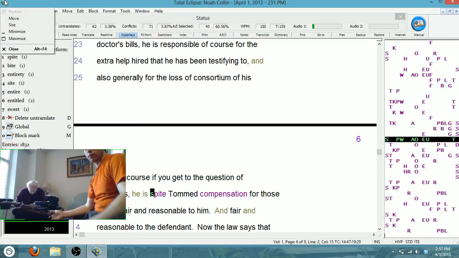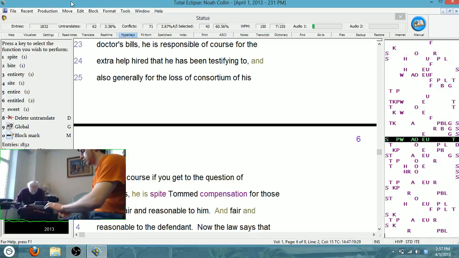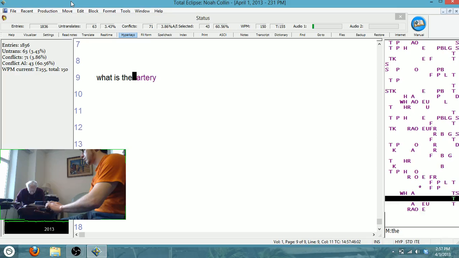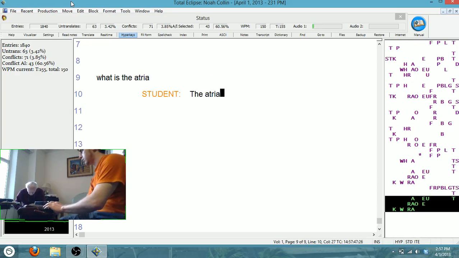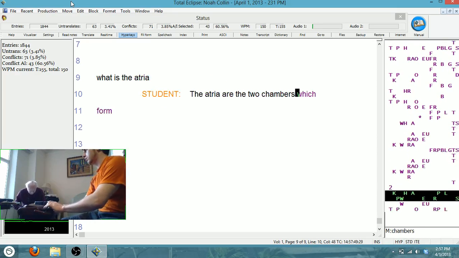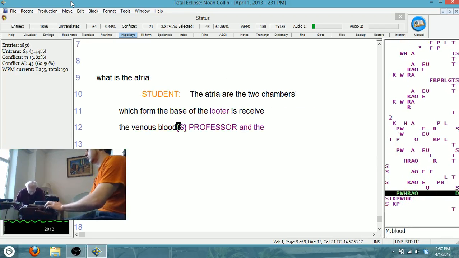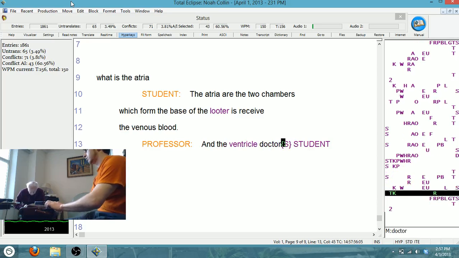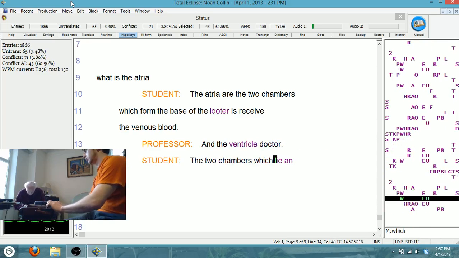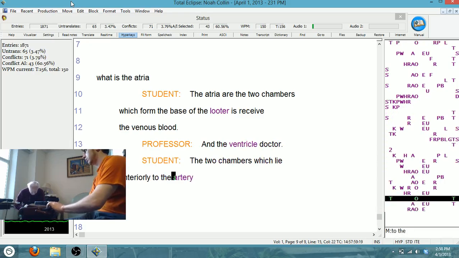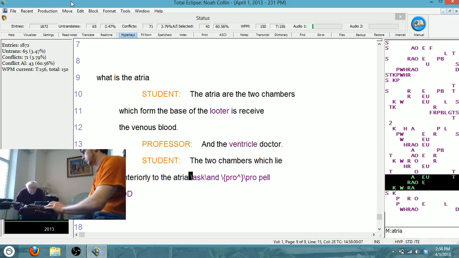How many are there? There are 4 heart chambers. And what is the atria? The atria are the 2 chambers which form the base of the heart and receive the venous blood. And the ventricles, doctor? The 2 chambers which lie anteriorly to the atria and propel blood into arteries.